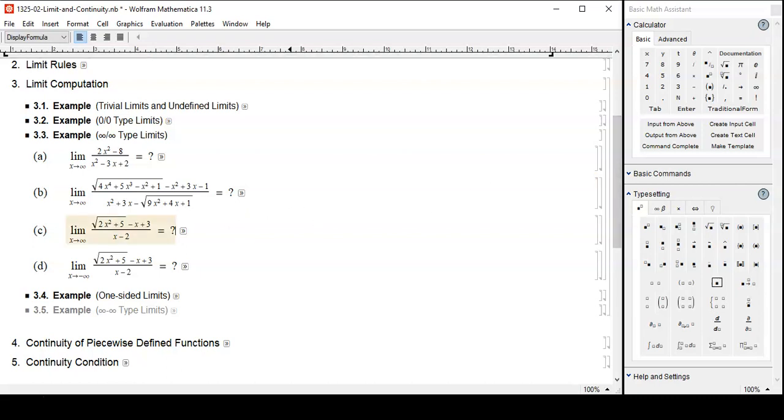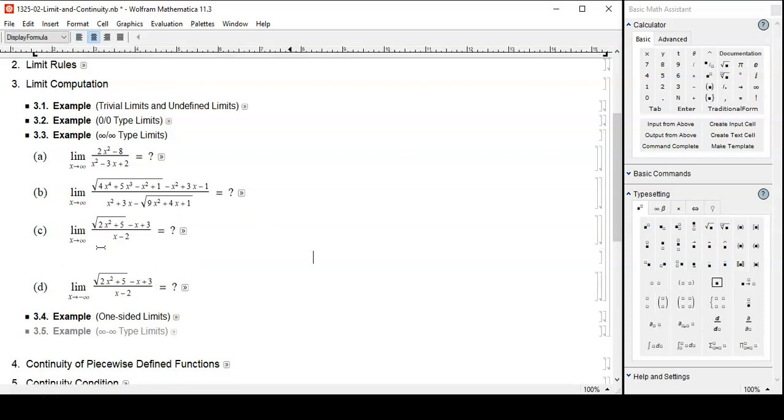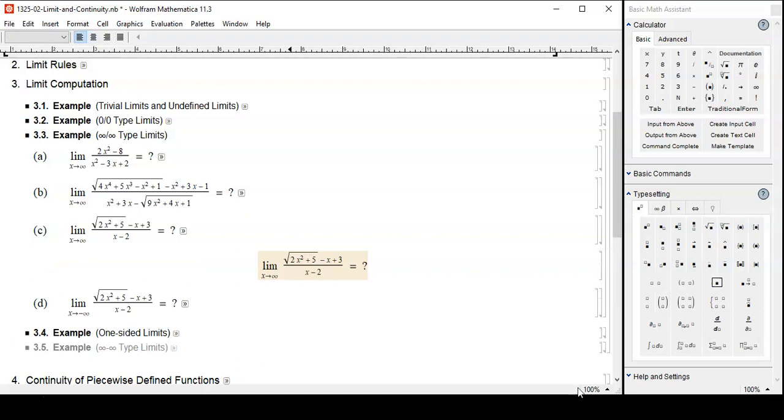Alright, here's another problem, and looks like this can be a good exercise for you, so please stop the playback and go through. So what do you have here? Did everybody get the answer?